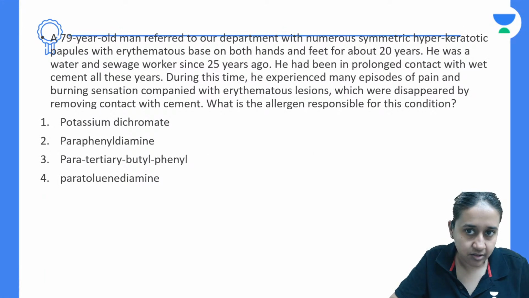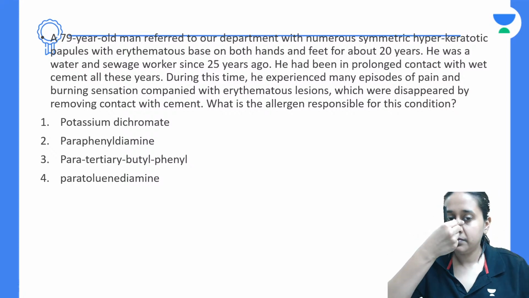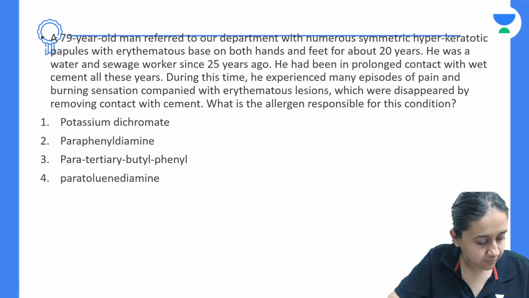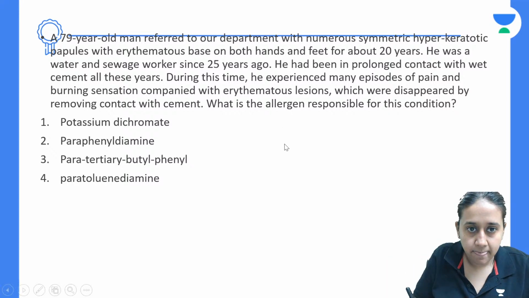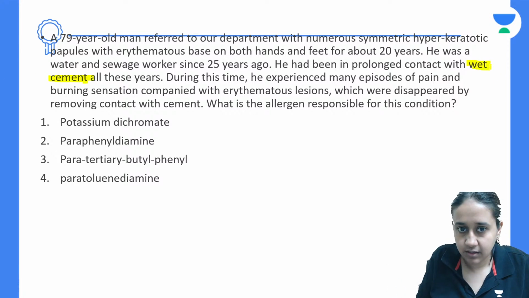We have a 79-year-old patient. What is the correct answer for this particular question? Anyone? It's a little lengthy question, but if I mark some highlight points: the patient has a history of contact with wet cement and the lesion disappeared when the contact with cement is removed.